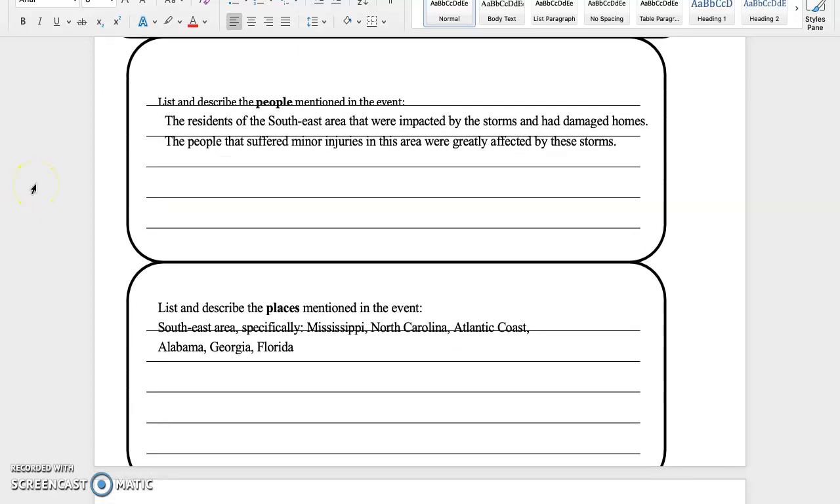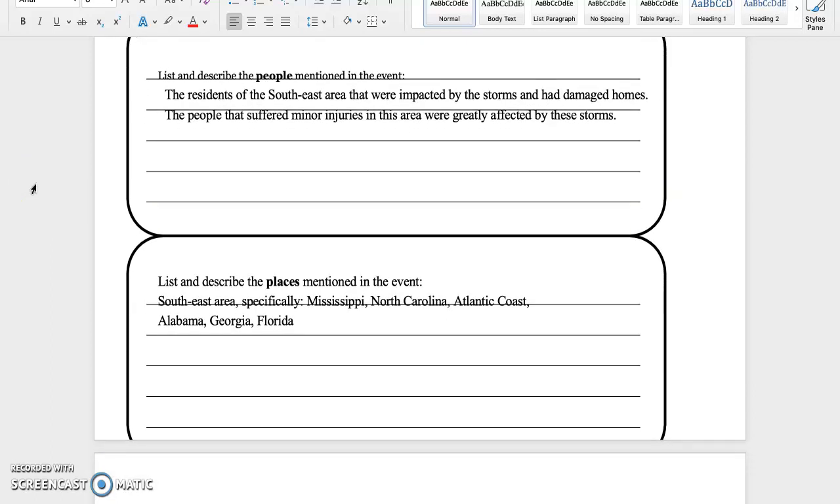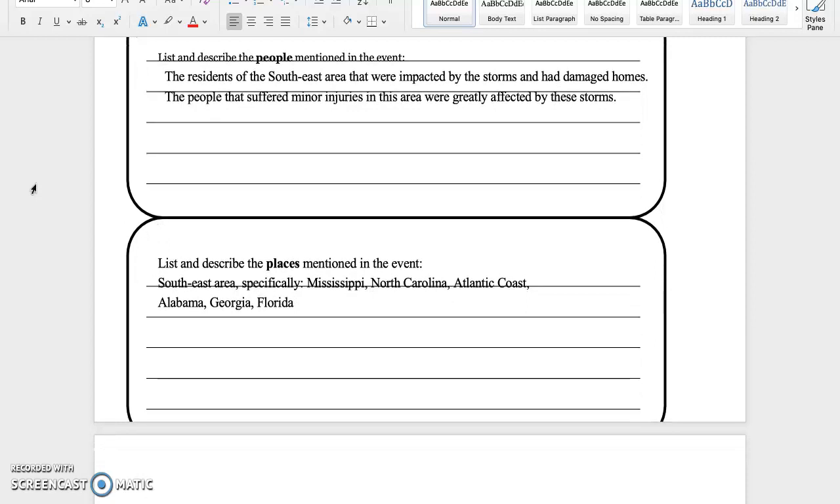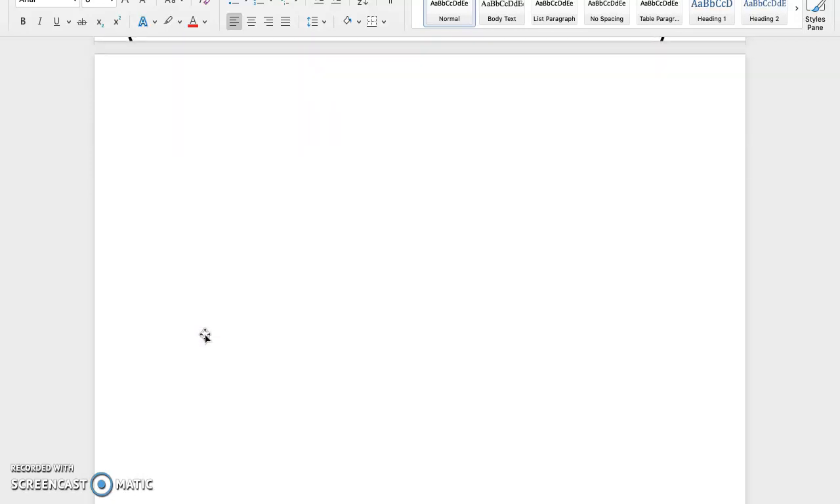And this would affect the residents living in this area, and the people's homes, and the damages and injuries that would be affected by it. And this is just where it was located in the southeast region, as I talked about.